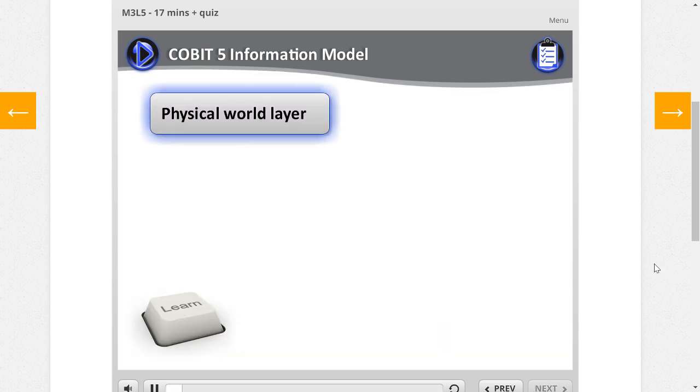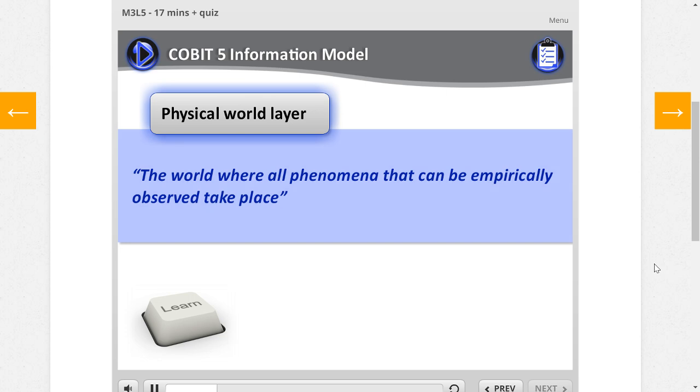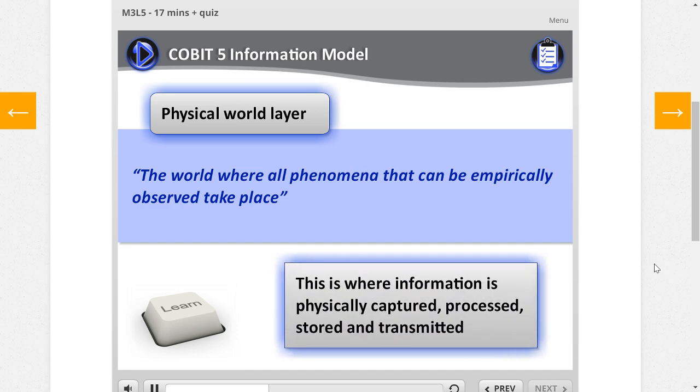The bottom layer is the physical world layer. COBIT describes this as the world where all phenomena that can be empirically observed take place. Put more simply, this world is where information is physically captured, processed, stored, and transmitted. An example of an attribute from this layer is the information carrier or medium. For example, paper documents, the spoken word, and various electronic means.